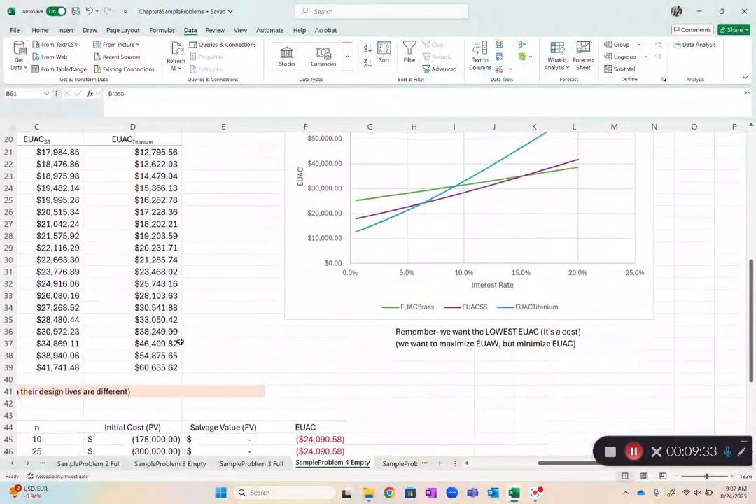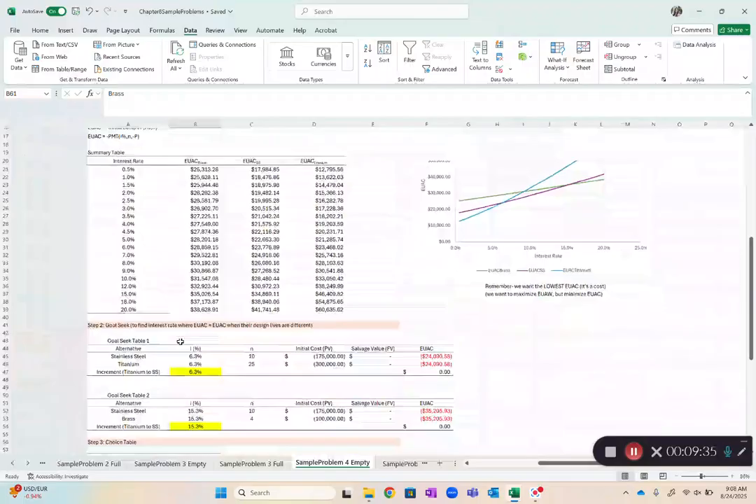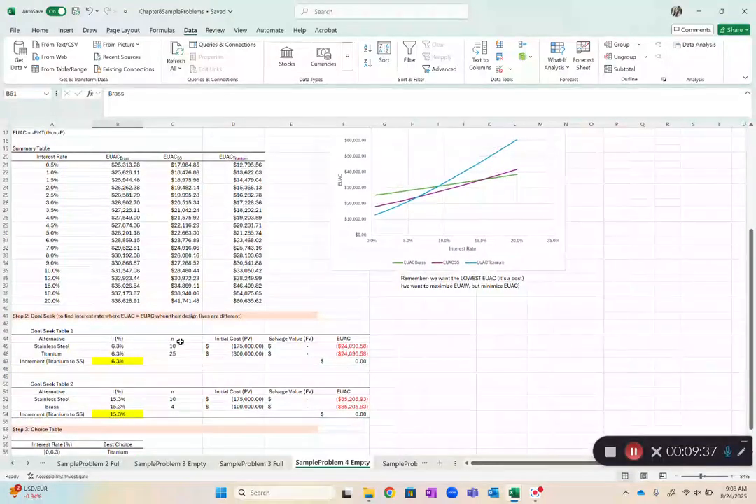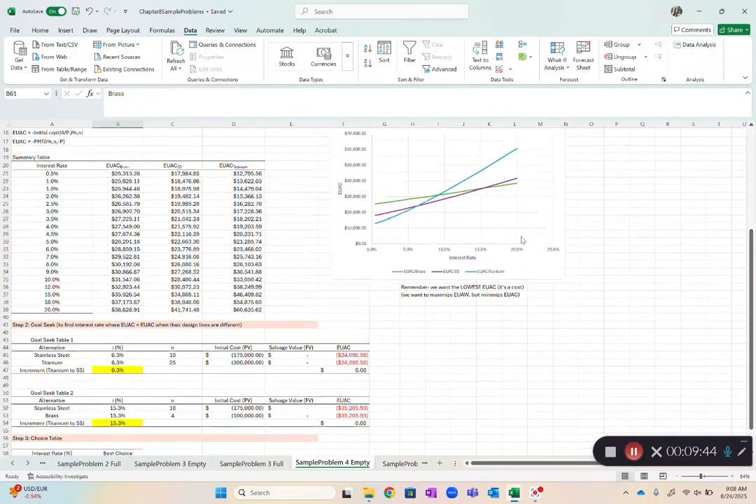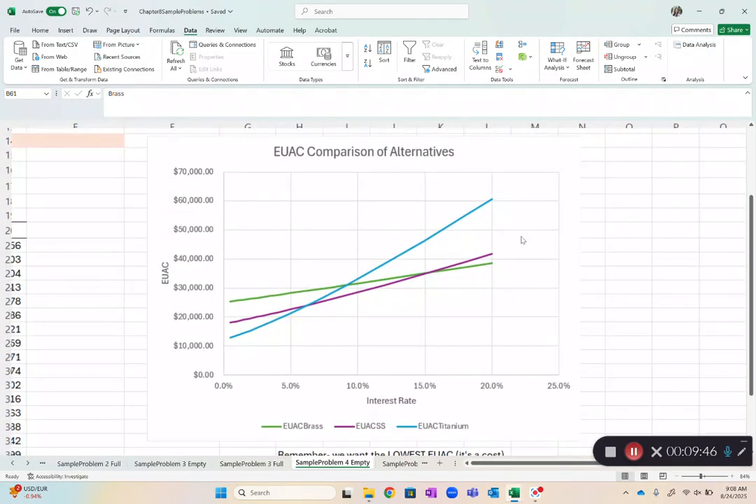Okay, so then we can look at this. Does that recommendation follow? Titanium is the bottom line here, correct? Stainless steel second, and then brass third. Yep. Okay, so that is how we would use GoalSeek with more than one alternative. So bottom line to me, I would make a graph first. Make a graph, see which are the pairs you need to analyze, and then move forward from there.